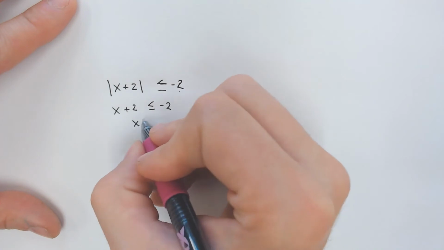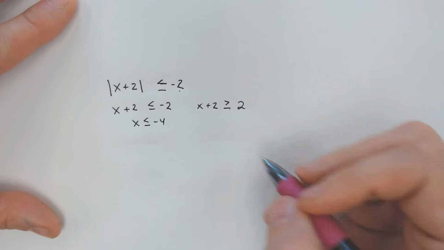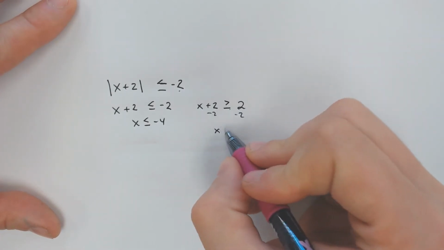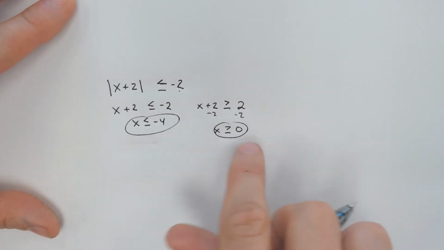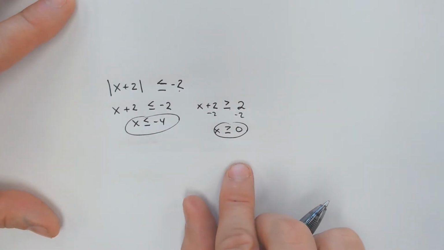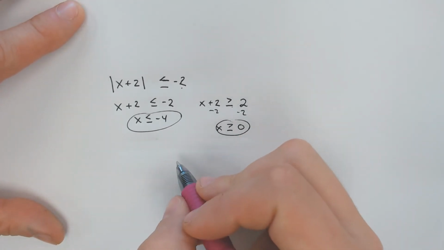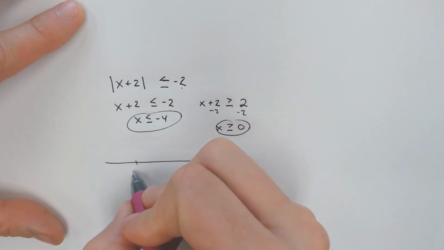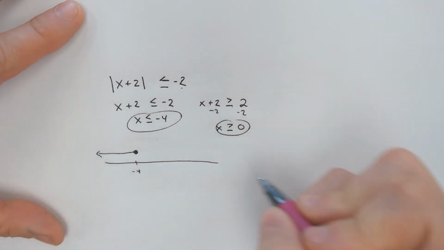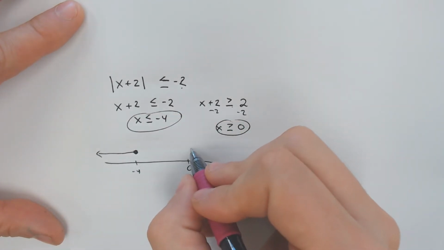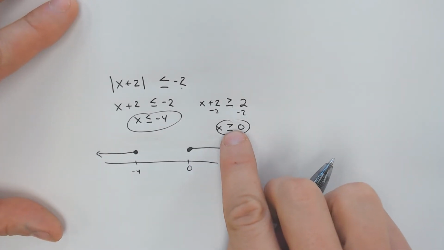So subtract 2, x would be less than or equal to negative 4, because negative 2 minus 2 makes negative 4. And subtract 2, we get x is greater than or equal to 0. So those are our official answers as of right now, but we don't know if they're going to stay that way. So here we go. We got negative 4, and it's also filled in because it was also equal to. And we have 0, and it's going to the right because it's bigger than those values, and it is pointing to the right.